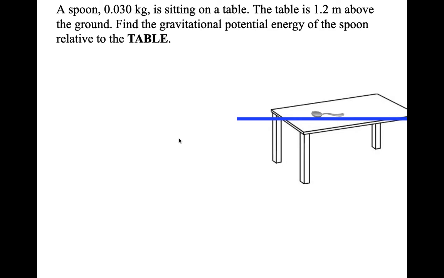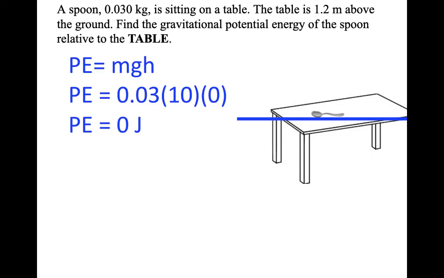Now, let's take that same problem, but let's say that our zero height is the table, right? Find the gravitational potential energy of the spoon relative to the table. Well, relative to the table, the height is zero. So the mass doesn't change, gravity doesn't change, but because my height is zero, and anything ever multiplied by zero is always zero, the potential energy there is zero based upon where we're measuring the height from, right? So this is kind of funky about energy. It can change based on where our zero position is or where we're measuring the height from, all right?